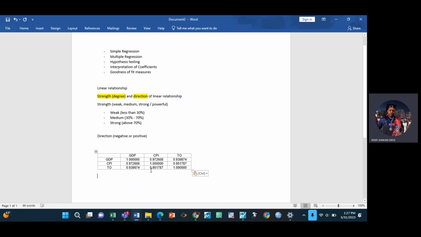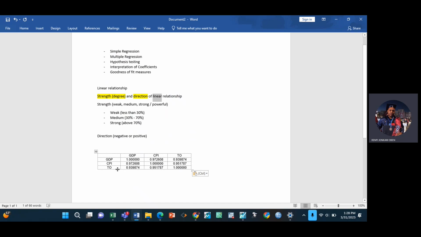Okay, so now look at this 0.97. What is this 0.97? It is the correlation coefficient between GDP and CPI, right? 0.97 is 97%, which means it is strong. Of course, it is powerful, but we are not talking about powerful here. It's either weak, medium, or strong correlation. So it is strong. Is it positive or negative? Positive. So what we'll say is that there is a strong, positive, linear relationship between GDP and CPI.